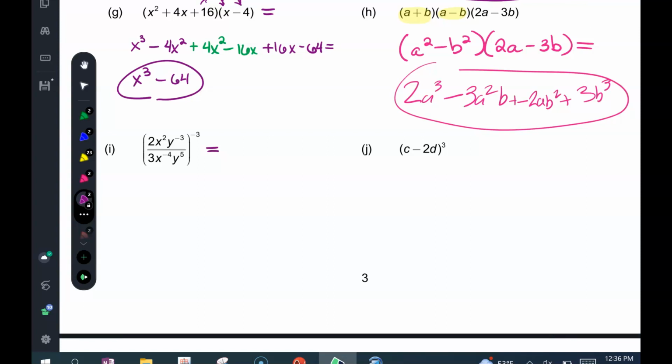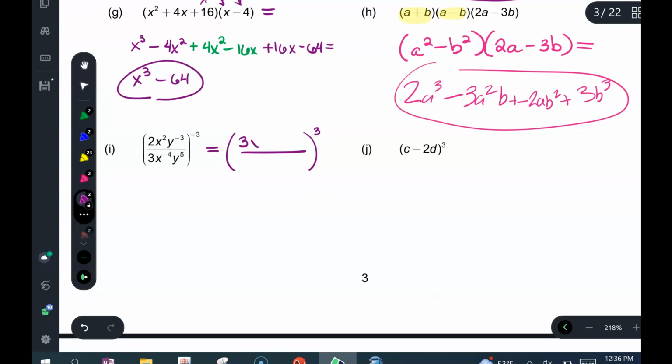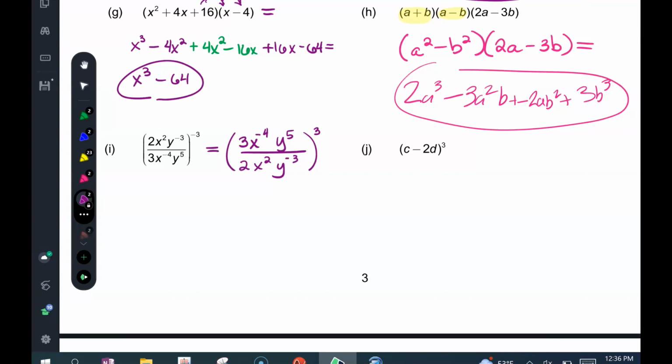Okay, I'm going to flip everything first and make it a positive 3 on the outside. So 3x to the negative 4. Now, could I simplify the inside? Probably somehow. I'm literally flipping everything and just making it a positive 3.